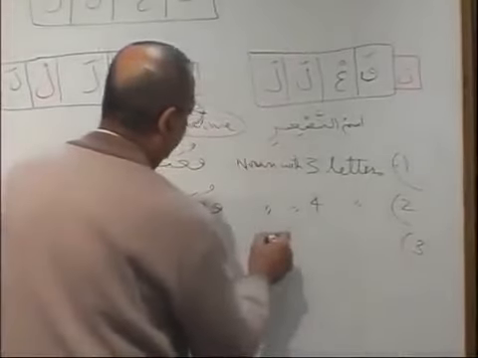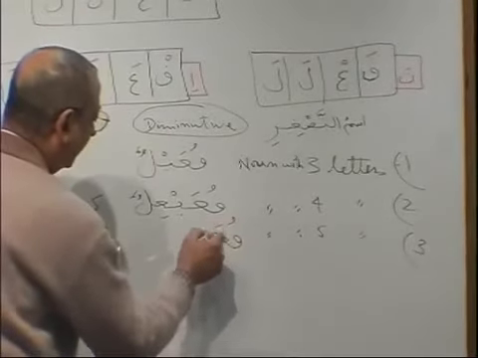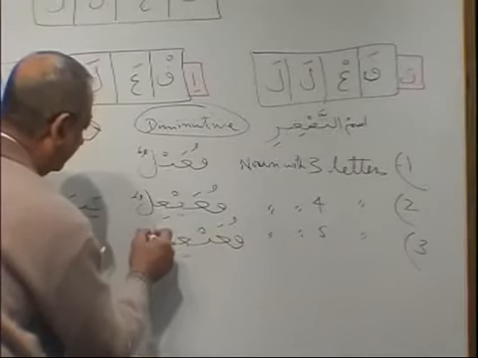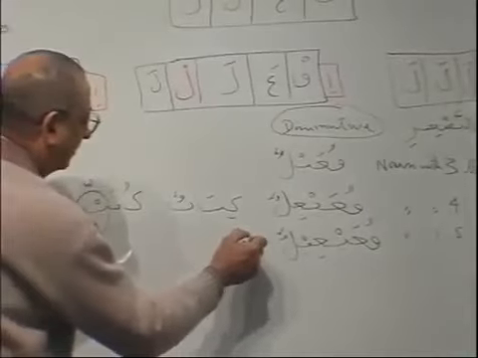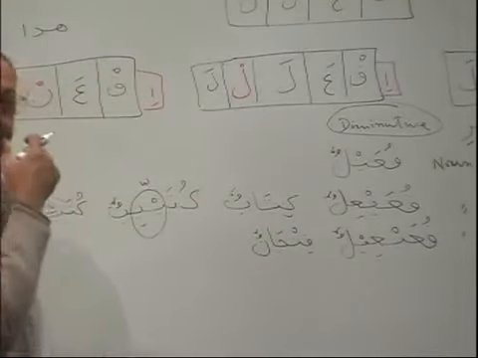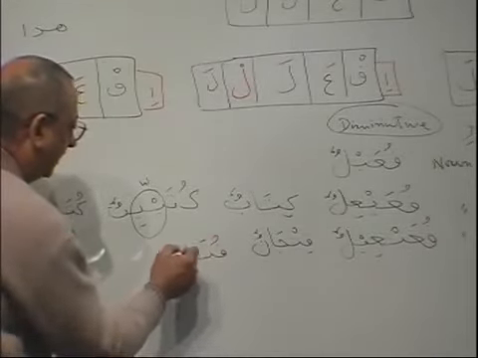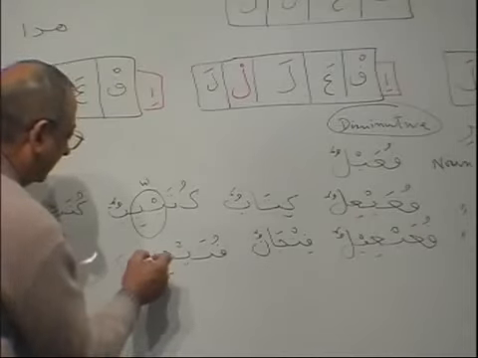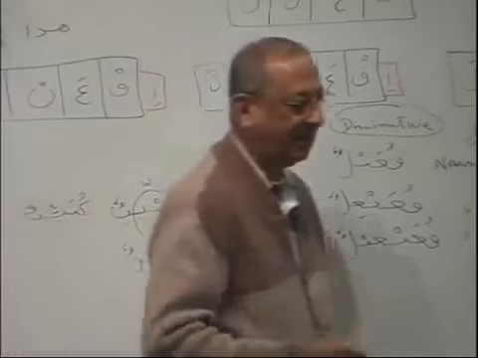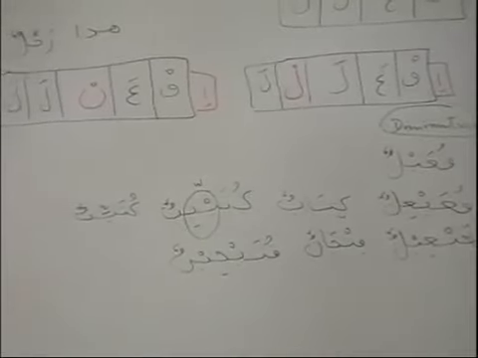Number three, if the noun has got five letters, the wazan becomes fu'ai'ilun. Finjanun. How many letters? Five letters. How will you say now? Funaijinun. Please remember, I'm just trying to refresh your memory. So this is what the kutayyib is. Ismu tasgir, diminutive noun. We have already studied it.